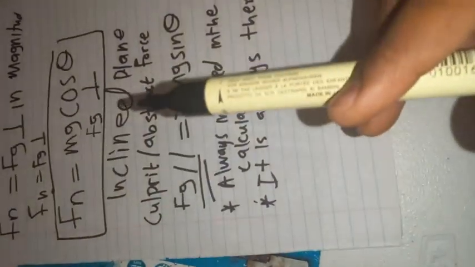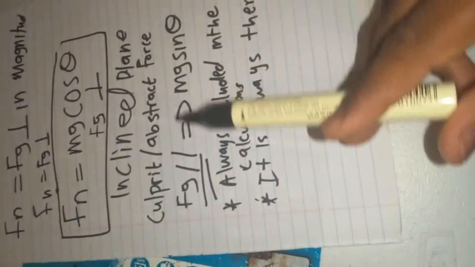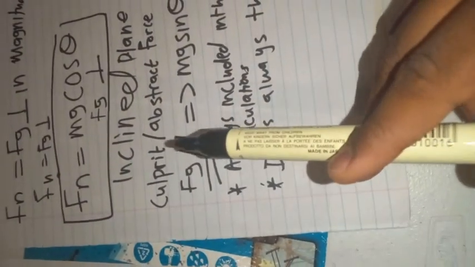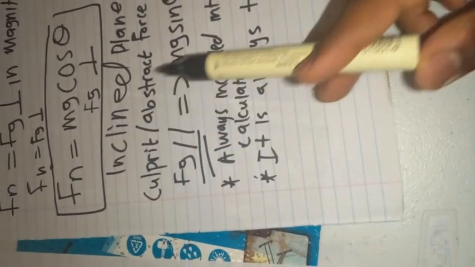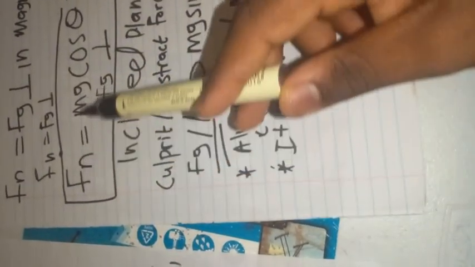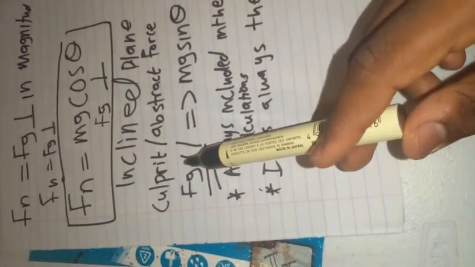Be careful. If you forget this Fg parallel, it's done. You'll not get full marks, because this one is the important thing in the calculation. That's why they call it the culprit force or the abstract force. The normal force on an inclined plane is Fn equals mg cos theta. This one, Fg parallel, must always be included in your calculations. If you don't include it, you lose marks.